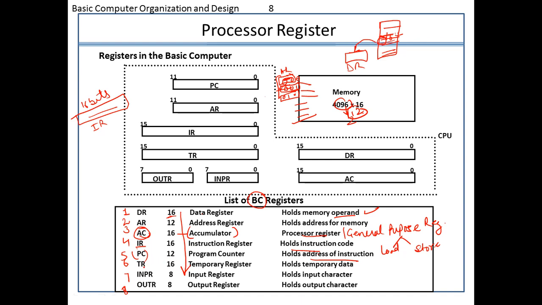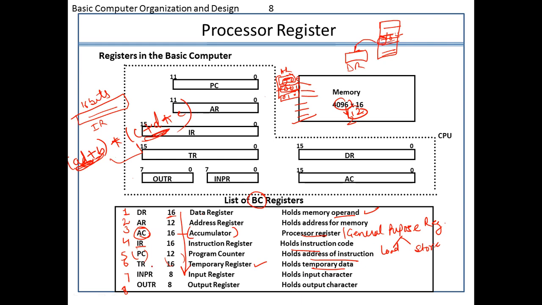The next is the temporary register. Similar to the data register, this temporary register will hold the temporary data. Like if I have to evaluate A plus B multiplied by C plus D multiplied by E, I will be processing these first, and then I will be multiplying these two. So this is how the temporary data will be stored in this temporary register.